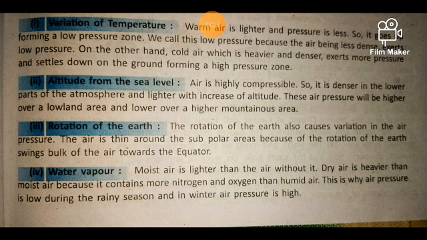Number 4, water vapor. Moist air is lighter than the air without it. Dry air is heavier than moist air because it contains more nitrogen and oxygen than humid air. This is why air pressure is low during the rainy season, and in winter air pressure is high.